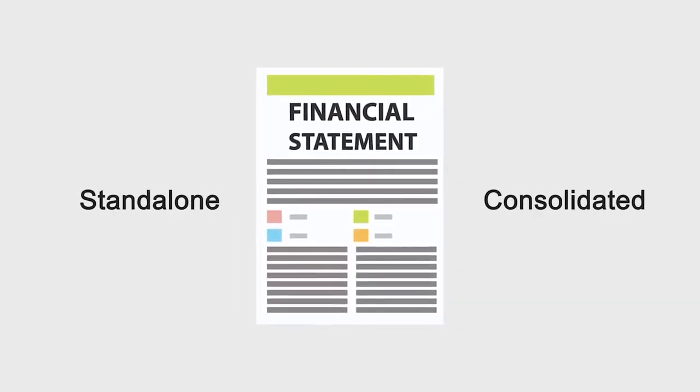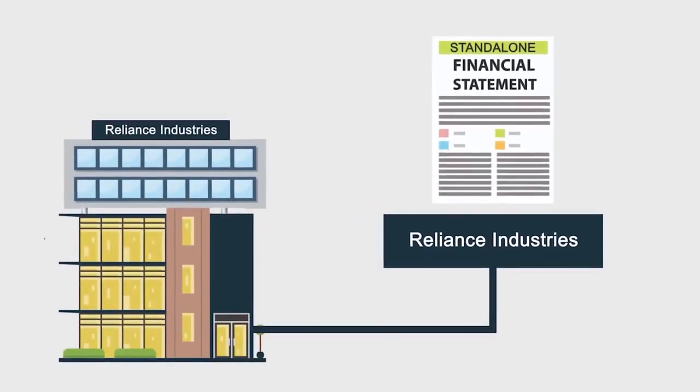Financial statements are of two types: consolidated financial statements and standalone financial statements. It is important to know the difference between the two. Standalone financial statements are only the financial statements of that company. The subsidiaries of the company are not included here. For example, if you look at the standalone statements for Reliance Industries, then it will include only the main business of Reliance Industries. It does not talk about the performance of the subsidiaries like Reliance Jio, Reliance Retail, etc.